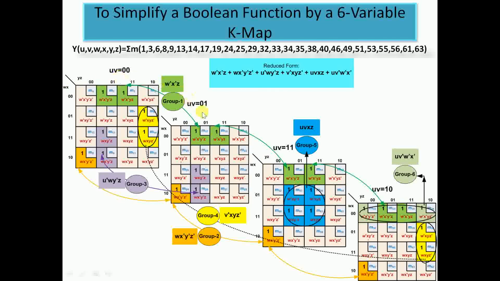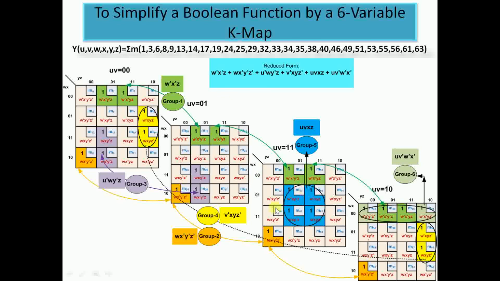UV is equal to 0, 0, UV is equal to 0, 1, UV is equal to 1, 1, and UV is equal to 1, 0. So we have two min terms from UV is equal to 0, 0, two min terms from UV is equal to 0, 1, two min terms from UV is equal to 1, 1, and two min terms from UV is equal to 1, 0. So we have group number 1, which comprises 8 min terms, 2 min terms from each map. So this is one thing, and all these min terms are in those positions which are overlapping with each other.